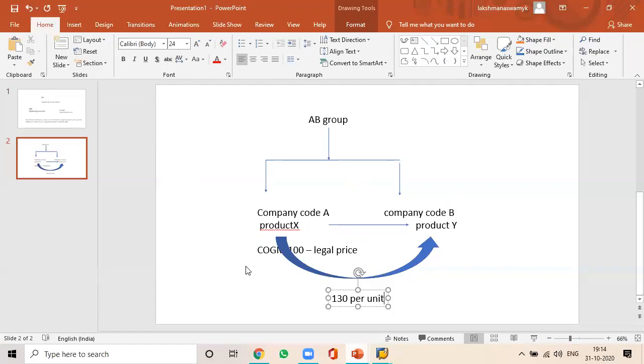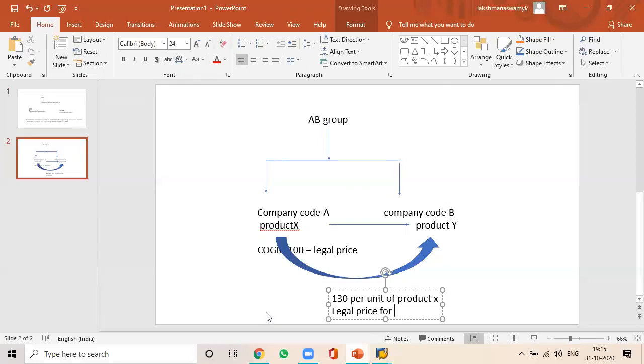So this company code A has supplied 1000 units to company code B. Today we are preparing the P&L account and balance sheet for company code B. For company code B, this product X is the raw material, right? At what price? That raw material inventory has to be evaluated at the procurement cost. Getting the point? So that means this is the legal price.